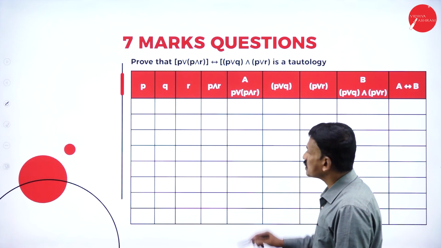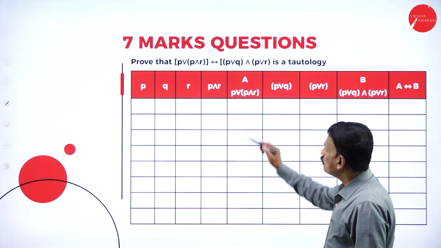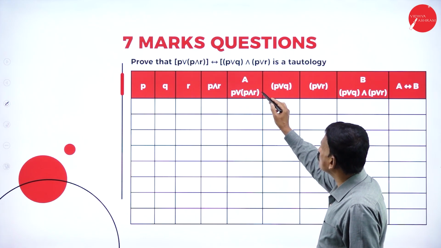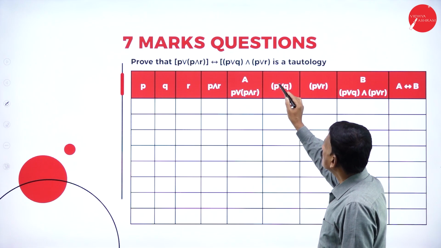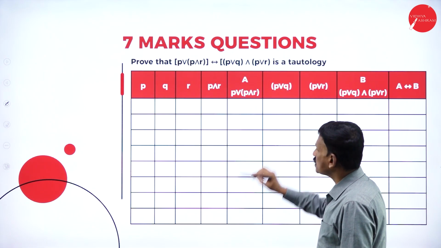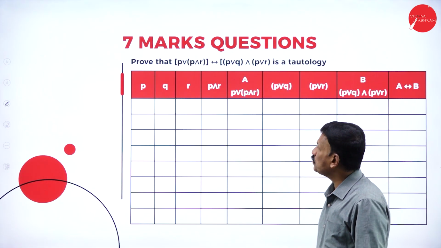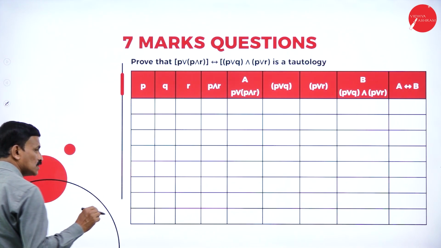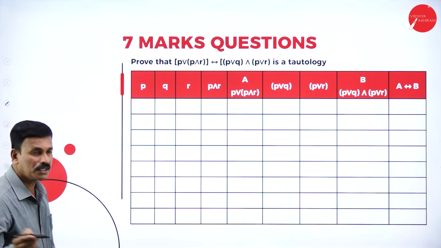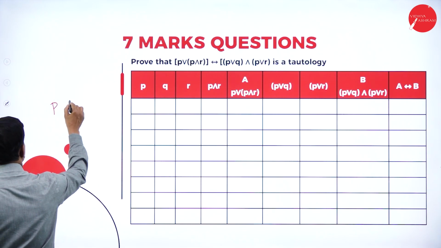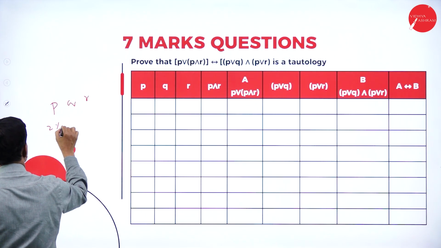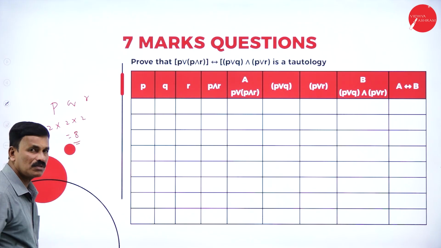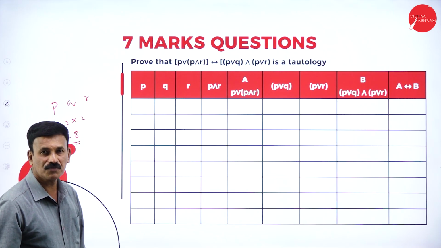Let me take this for 7 marks. Prove that P disjunction (Q conjunction R) biconditional (P disjunction Q) conjunction (P disjunction R) is a tautology. So here P, Q, R are given. For P, Q and R, this is 2 into 2 into 2, so 2 to the power 3, 8 sets of truth values.